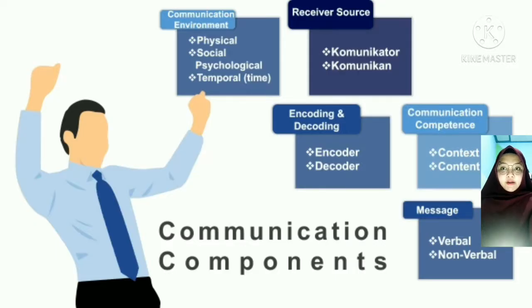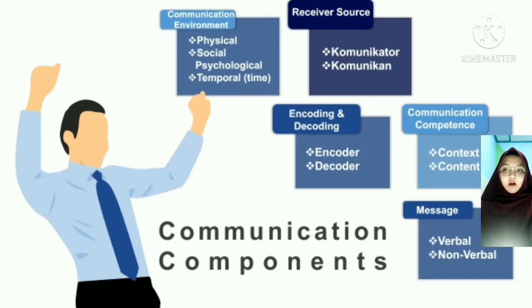Okay, the next material is about communication components. There are 8 components of communication. The first one is communication environment. The communication environment has 3 dimensions. The first one is physical. Physical is the space where the communication takes place in a real way. And then the second one is socio-psychological.